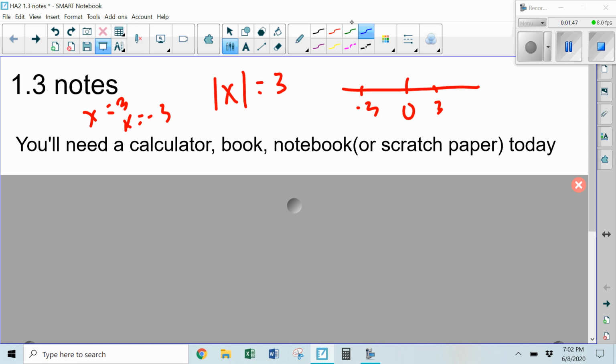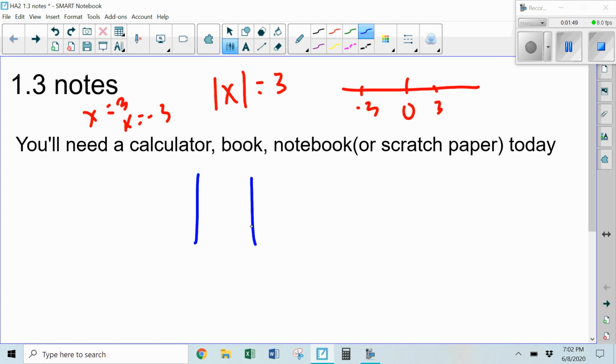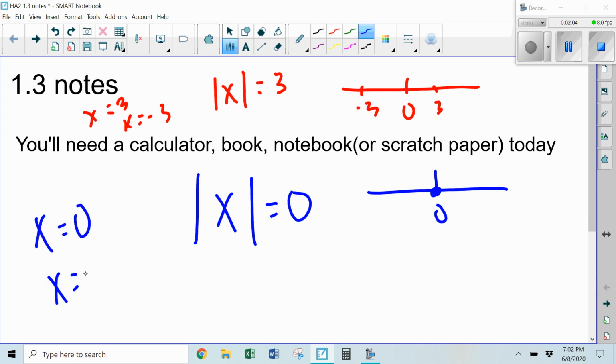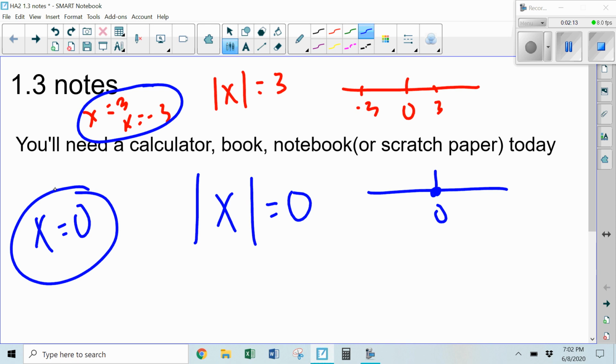What about this one? Absolute value of x equals 0. How far is 0 away from 0? 0. That's the only number that's 0 distance away from 0, because there's no such thing as negative 0. So that's only one answer. So sometimes there's two answers, sometimes there's just one answer. And by the way, if there are two answers, they don't always have to be 3 and negative 3. For these types, they will be, but you'll see today, maybe we'll get an answer of x is 5 and x is negative 1. May not make sense now, but you'll see it in today's lesson.